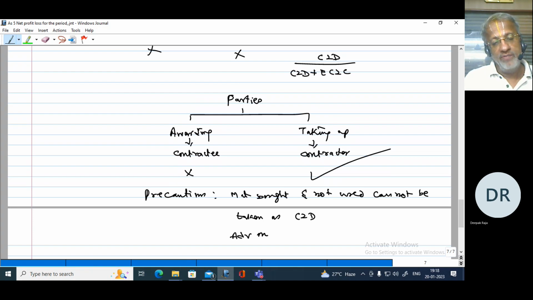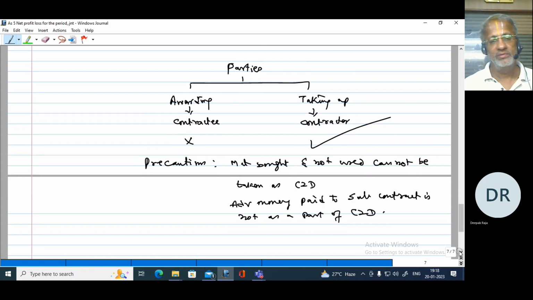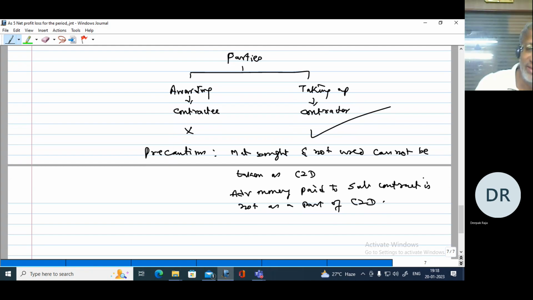Then advance money paid to a subcontractor is not to be taken as part of cost to date. Say on the last day they will issue a check to a subcontractor and show that so much cost has been incurred. Just as materials bought and not used are not to be taken as cost to date, in the same way people will try to project. You have to be very careful. Please exclude that. Those items are not to be taken up as part of cost to date. They should be considered as estimated cost to complete.